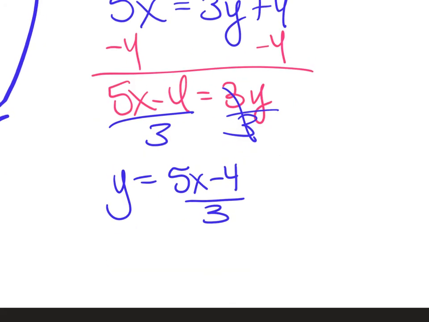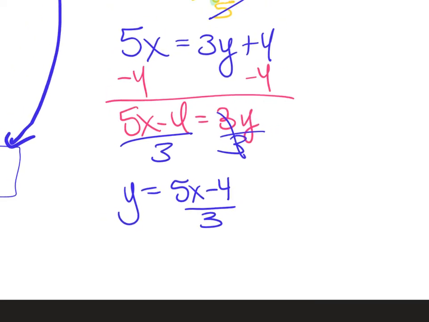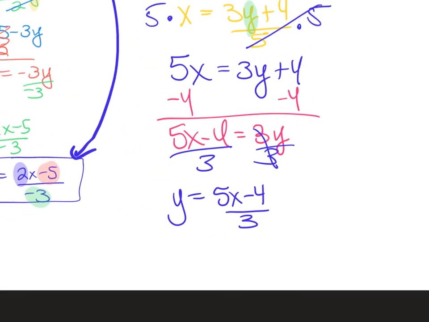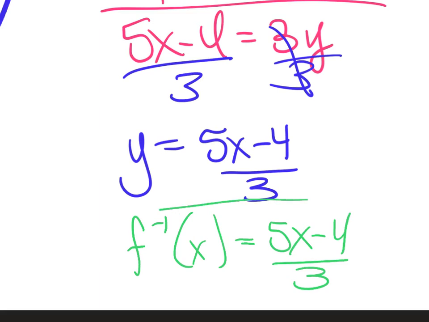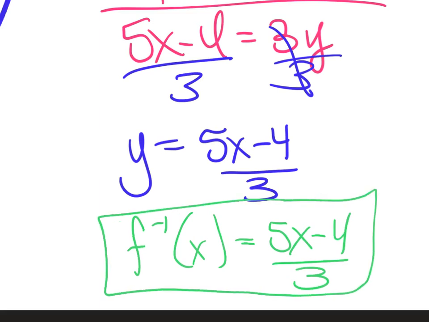And I need one more thing. I cannot leave my answer like that. Function notation. Yep, function notation. F negative 1 of x equals 5x minus 4 divided by 3. And we keep the x in the answer. We don't switch anything. It's where it's supposed to be now.